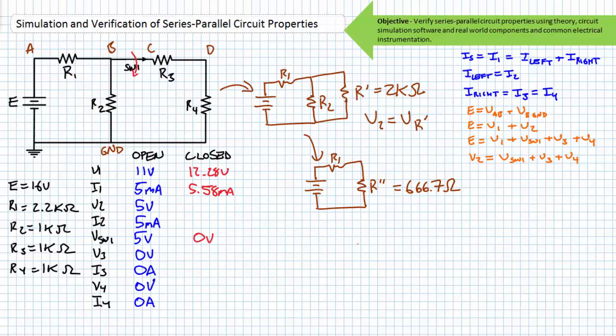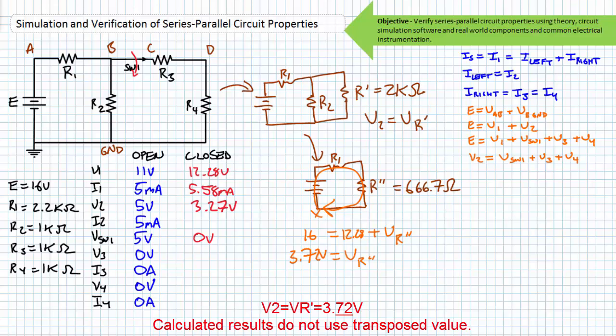We can use KVL or another repetition of the VDR or Ohm's law to solve for VR double prime. My choice is KVL. The KVL analysis of this pure series circuit simplification suggests that E equals V1 plus VR double prime. Substituting in the given value of E, the calculated value of V1, and solving for VR double prime, we find VR double prime to be the remaining approximately 3.72 volts. Given R prime is in actuality the parallel combination of R2 and R prime, we can say that V2 equals 3.72 volts and VR prime is 3.72 volts.